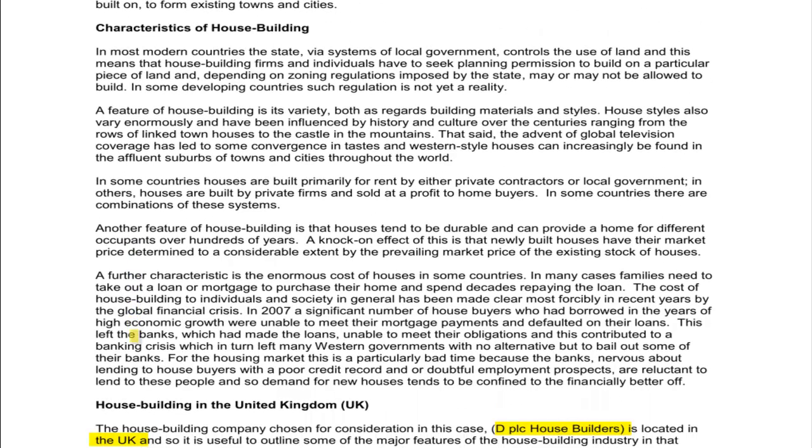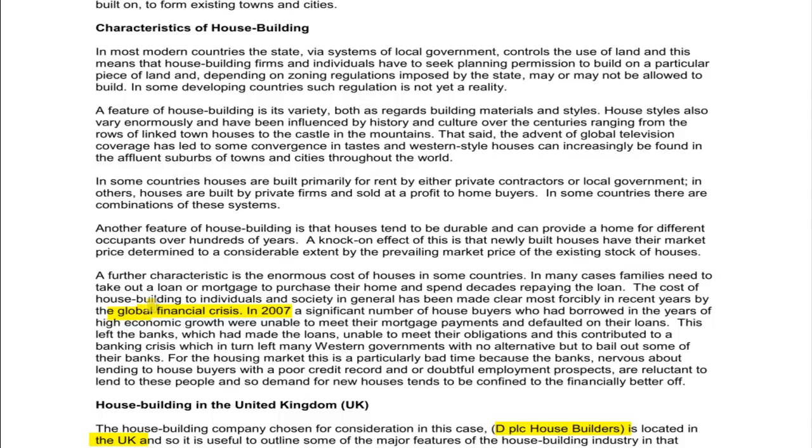Okay. But if we look at these characteristics of the house building industry, we just can't move away from the current global situation. And at the bottom of this section here, it talks about the global financial crisis in 2007 and from 2007.